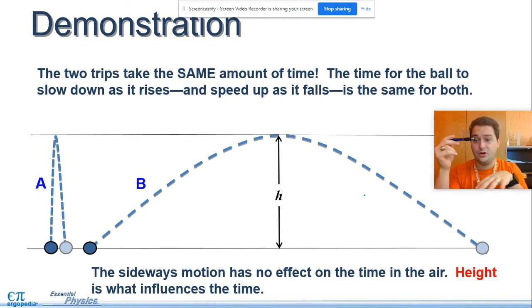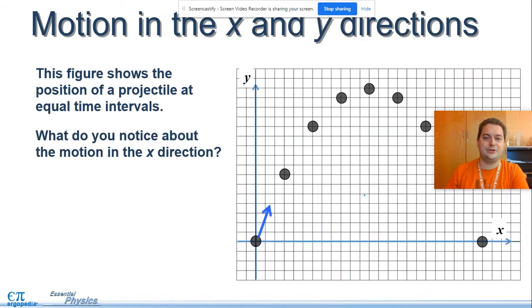across the room 10 yards. It doesn't matter if you throw it 100 yards. It'll take the exact same amount of time to go 2 feet in the air, up and down. That's it. That's all. Height is your big influencer.